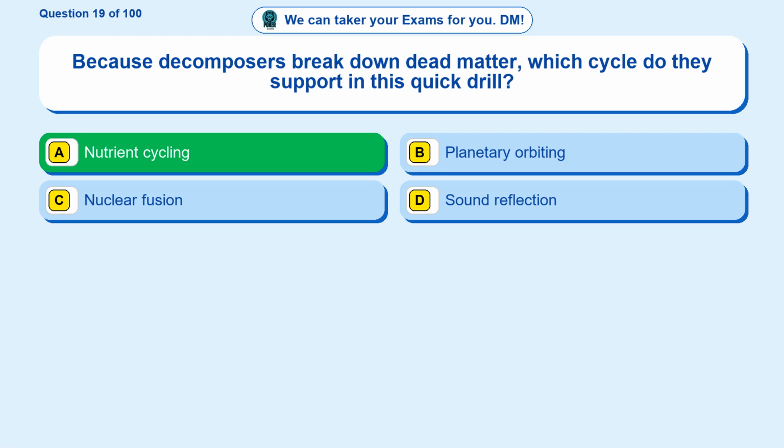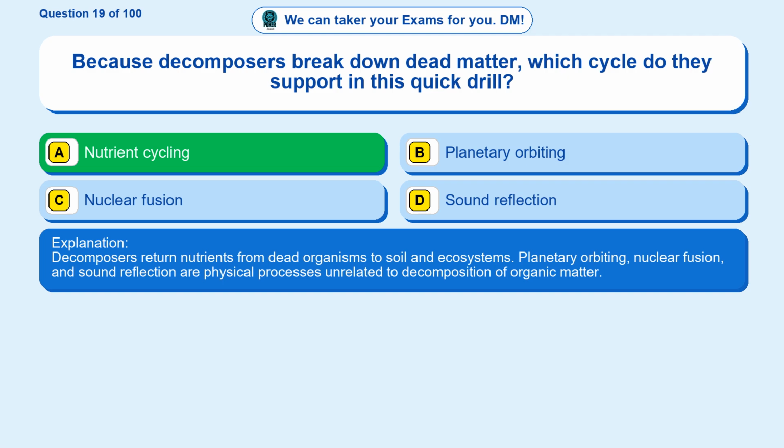The correct answer is option A. Nutrient cycling. Decomposers return nutrients from dead organisms to soil and ecosystems. Planetary orbiting, nuclear fusion, and sound reflection are physical processes unrelated to decomposition of organic matter.